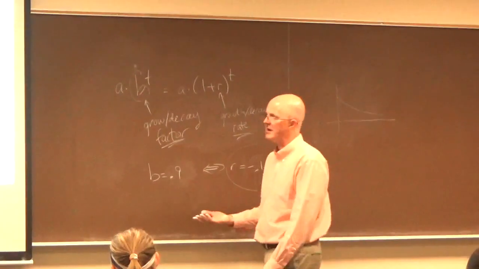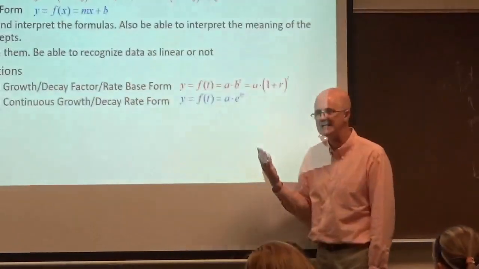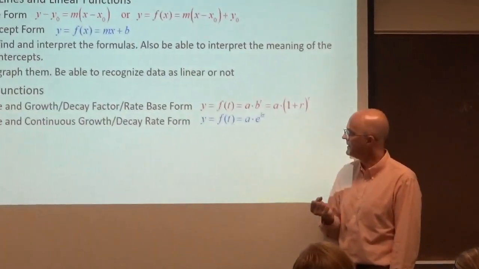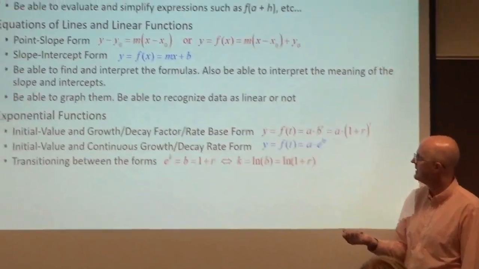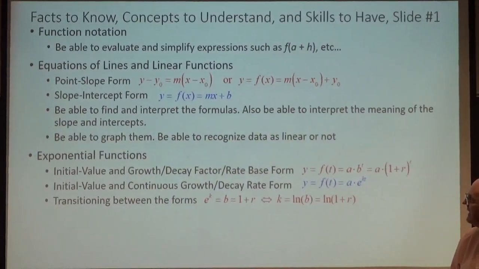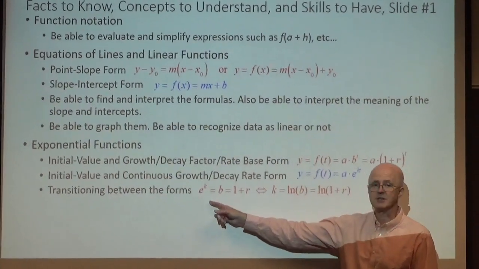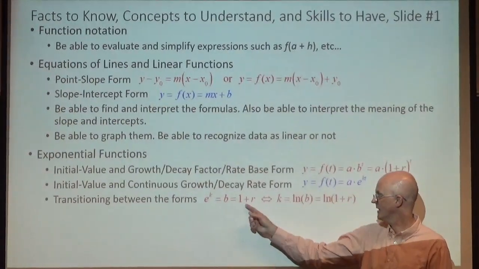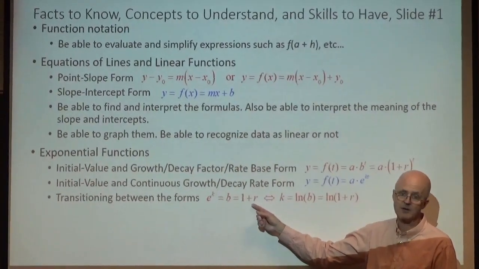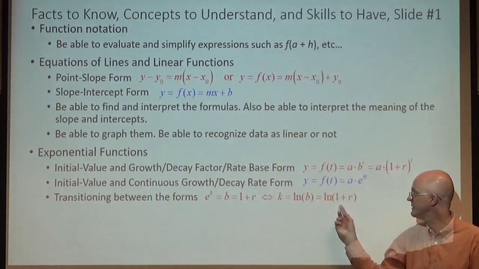I haven't really explained what the continuous growth or decay rate means. We'll talk about that more in chapter 2. For the moment, you should just be able to compute it using these equivalencies here. If you know k and you want to know b, use this equation. b is e to the k. You can also solve for r. r is b minus 1, which is e to the k minus 1. On the flip side, if you know b or r and you want to know k, then use these equations.